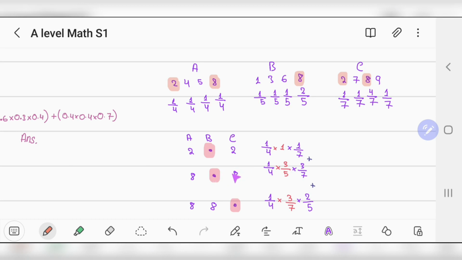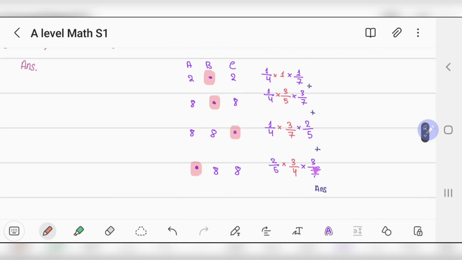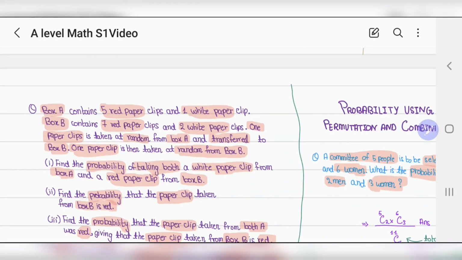Then what happens if B got 8 and C doesn't have, got another probability, right? And the same thing here, and then you just add them up, and this is the answer. So we have this question.